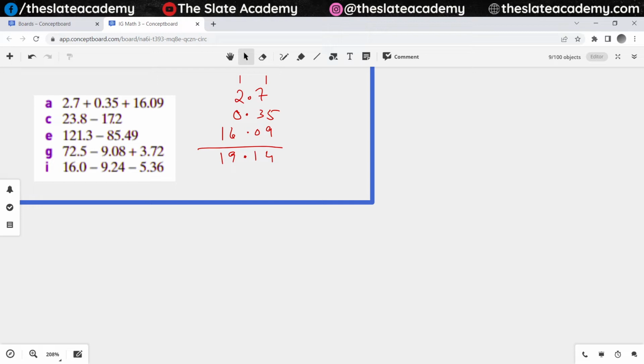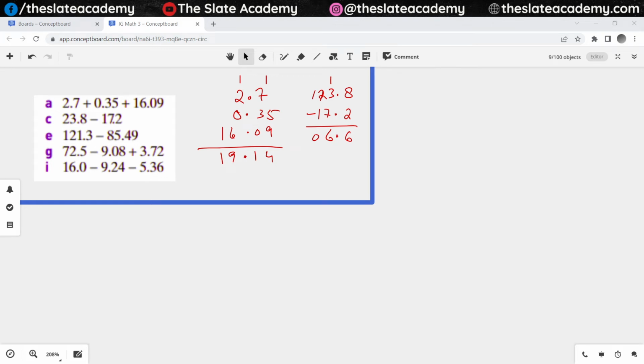Similarly, if you have to do the subtractions, 23.8 minus 17.2. So 8 minus 2, 6, decimal, 13 minus 7, that would be 6, and 1 minus 1, 0. So 6.6 would be the answer. I mean, simple questions. Hopefully, you'd be able to solve all of these.